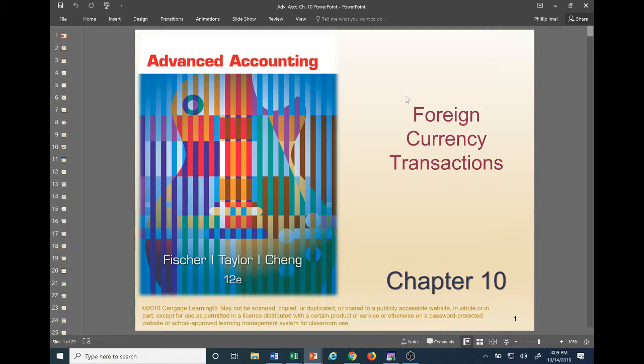Tonight's class, we're going to be focusing on Chapter 10, topic of foreign currency transactions. Now, a lot of what we'll see in this chapter is going to relate to that of the derivatives module, so you'll see some similarities between the two once we get moving through this content.